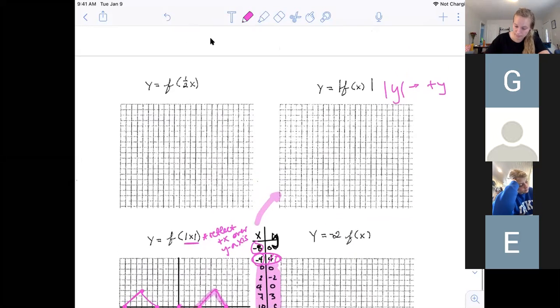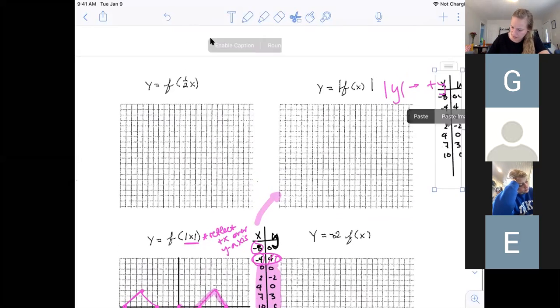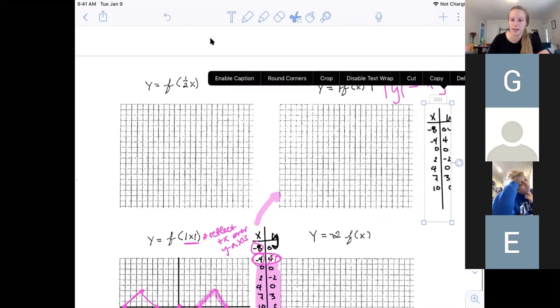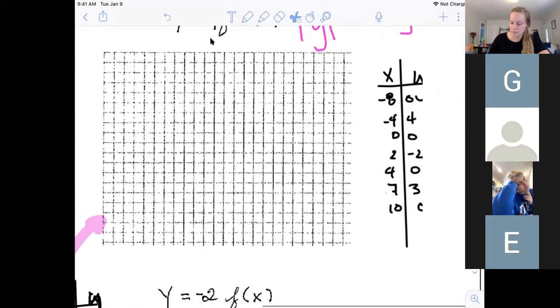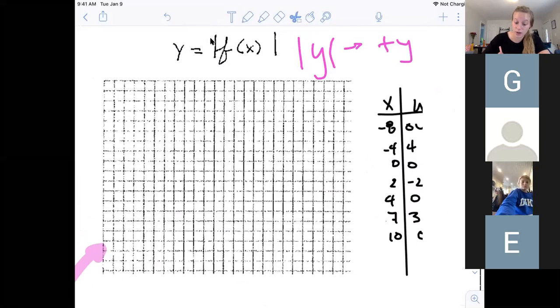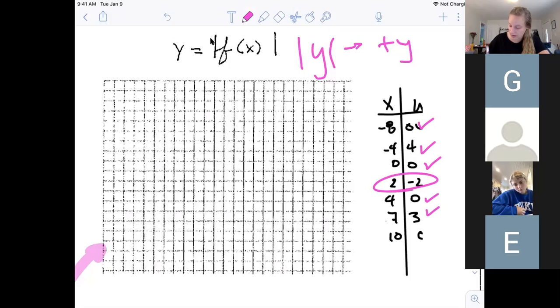So let's see if I can paste my, oh, heck yeah, there it goes. There's my T-table again. If it's a positive y, it's fine. Fine, fine, fine. Oop, problem there. Fine, fine, fine. The only point that I have a problem with is this 2, -2, because it's a negative. I just make my negative a positive, and then I'm going to graph all of these points.